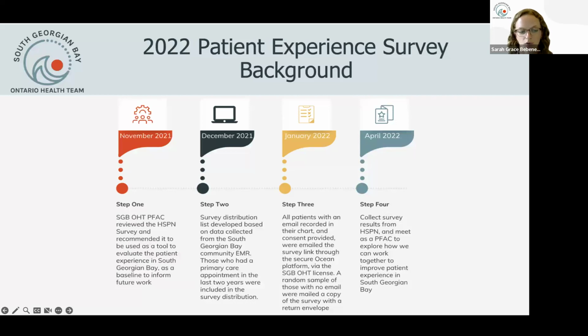So following the approval of the patient survey, we were able to run reports within our EMR system to identify these patients. We started off to get a baseline data set of everyone that had a primary care encounter in the last 2 years. And then we pulled those with an email and without an email, and just carried forward with distributing those surveys both electronically and by mail to make sure that it was an equitable distribution strategy.